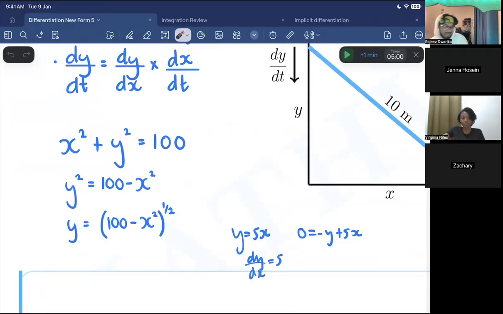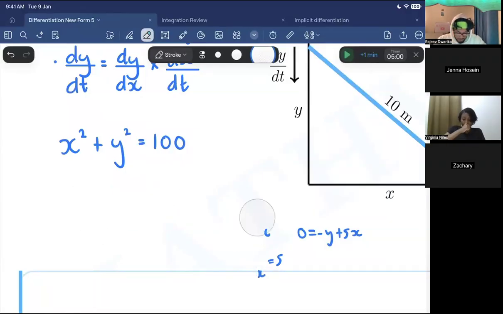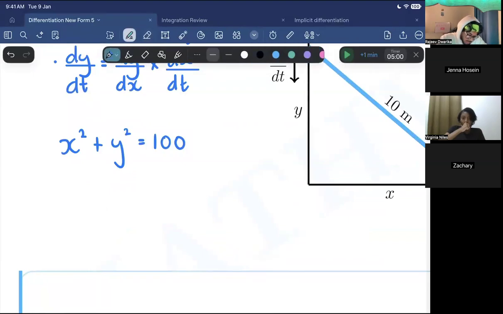Run me back through the steps that Zachary just took. How did we make y the subject of the formula? Minus y squared on both sides. But we want to make y the subject of the formula, though. Why would we minus y squared on both sides? You move the x squared to the other side, so y squared equals 100 minus x squared. Right? What would I do next if I want to isolate y?